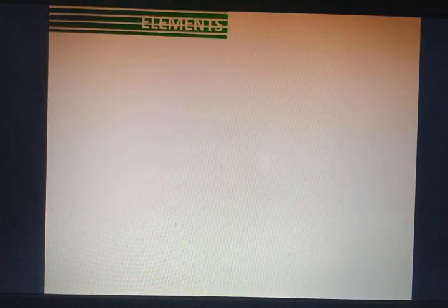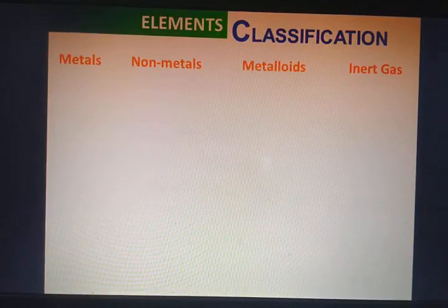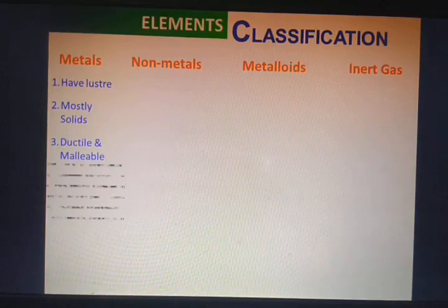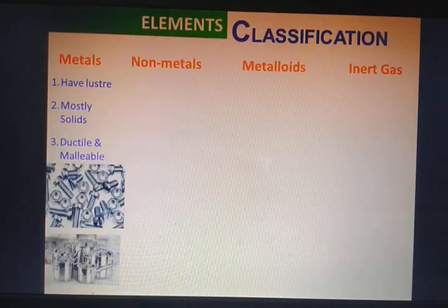The next comes classification of elements. As we said, elements are classified as metals, non-metals, metalloids, and inert gases. Metals have luster. Luster means shiny surface, so substances which are shiny in nature are said to have luster. Metals are mostly solids. Ductile and malleable: ductile means they can be drawn into thin wires, and malleable means they can be drawn into thin sheets. For example, iron and other metallic substances.